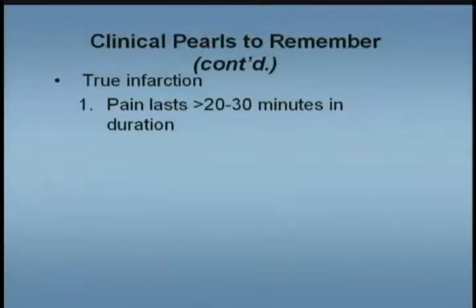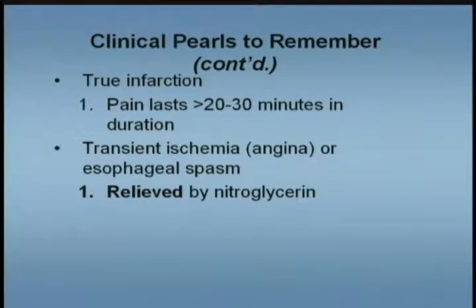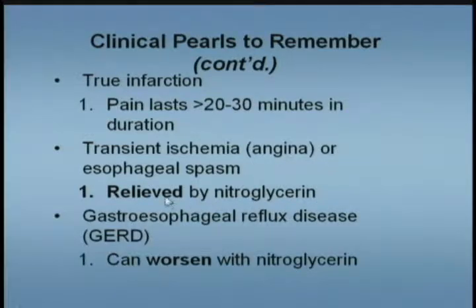Now, the pain generally lasts, if it's ischemic, for 20 or 30 minutes. But this thing, look at this. It says relieved by nitroglycerin. Spasm is relieved by nitroglycerin. That is why here, spasm is relieved by nitroglycerin, reflux is worsened by nitroglycerin. That's because it opens up the sphincter and more acid comes out. This is why response to therapy is a very poor way of making a diagnosis.